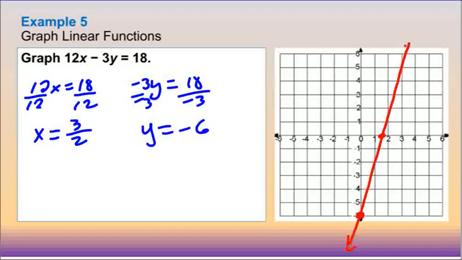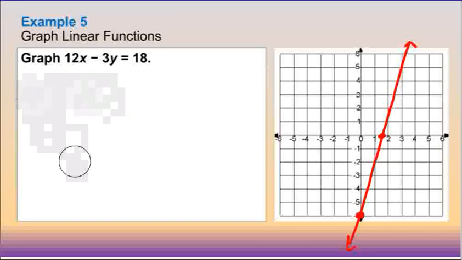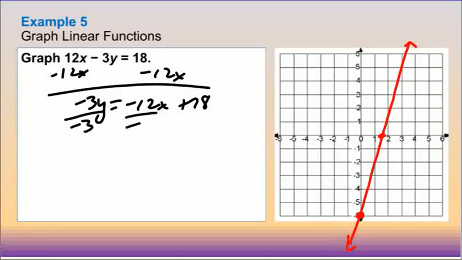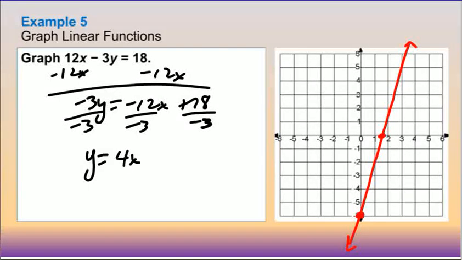line like this. If I wanted to put it into y equals mx plus b, I would just subtract 12x on both sides, and I would have -3y equals -12x plus 18, then divide by -3, and I would have y equals 4x minus 6. And if I were to plot a point at -6, I would go up 4 over 1, 4 over 1. And then you can see if I drew my line, it would pretty much line up with what I have here.